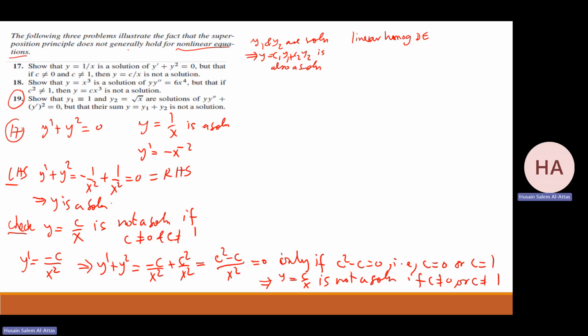That does not contradict the superposition principle, because the superposition principle is for linear equations. This is not a linear equation because of y squared. Now let me do 18, same idea. You want me to show this is a solution. Very clear, this is not linear.